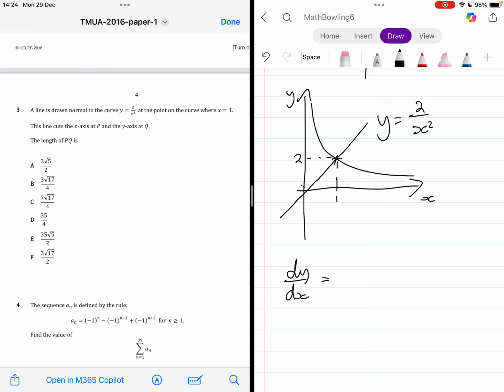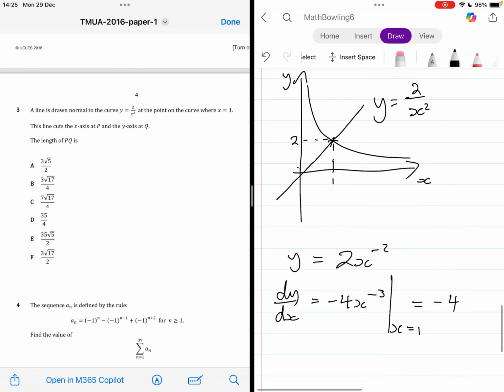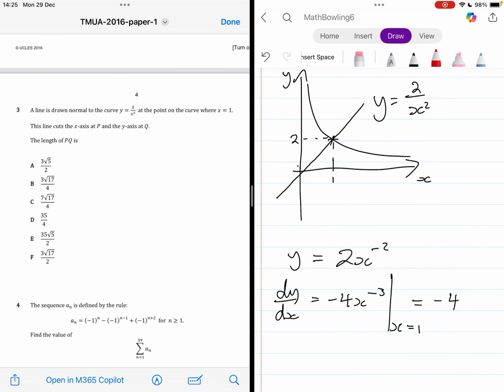We can do it in our heads, or we can set it up properly. y equals 2x to the minus 2. So dy by dx equals negative 4x to the minus 3. Sub in x equals 1, and we're going to be left with just negative 4. So remember, that's our normal. Sorry, that's our tangent. So that is going to be this red line. That's a very bad tangent. That red line I've just drawn is going to have a gradient of negative 4.